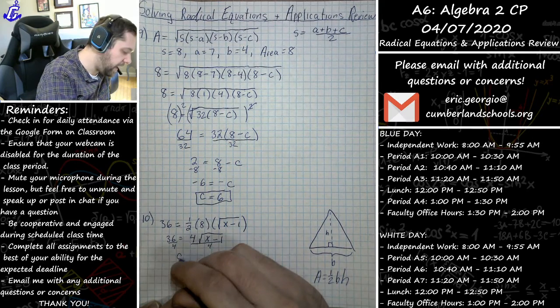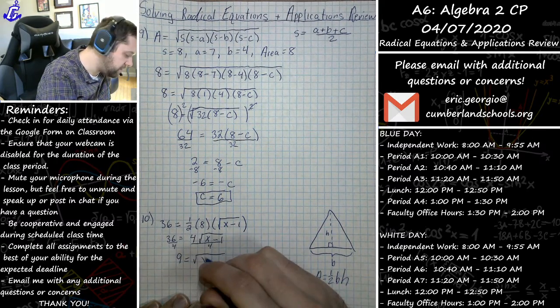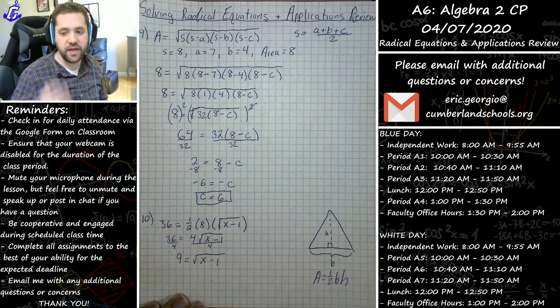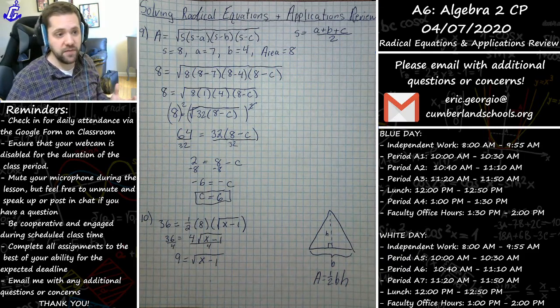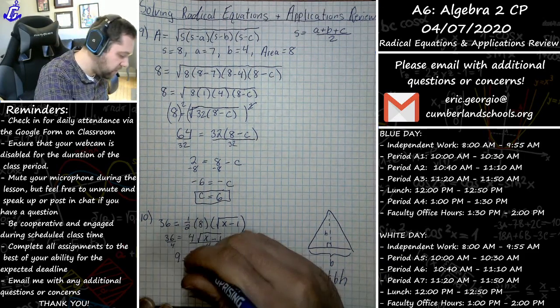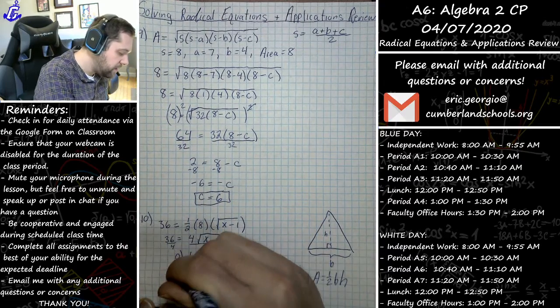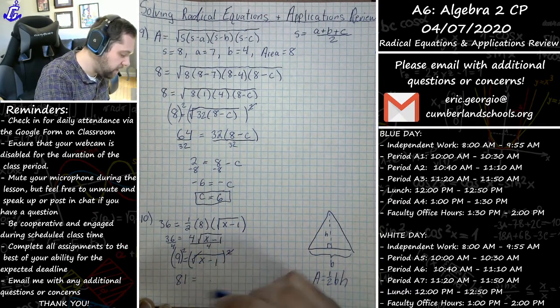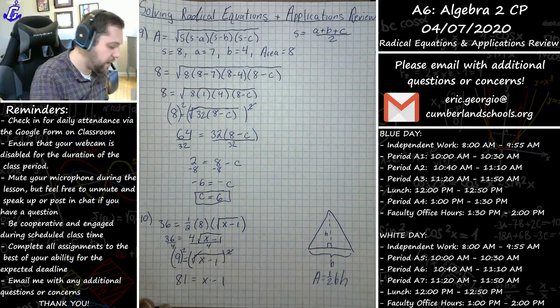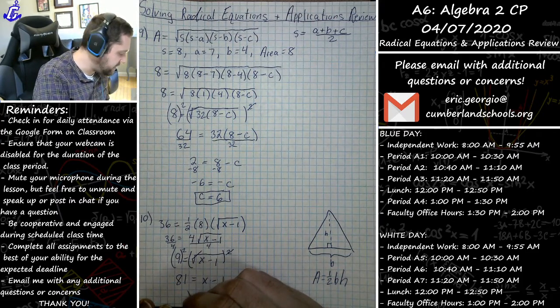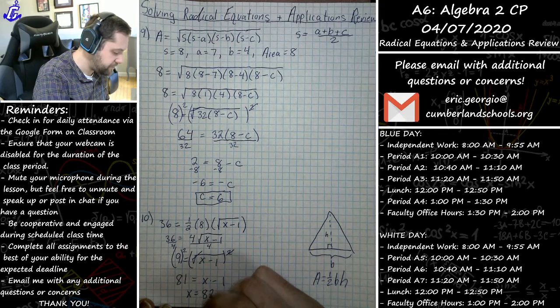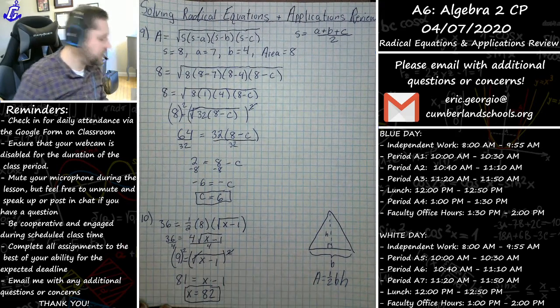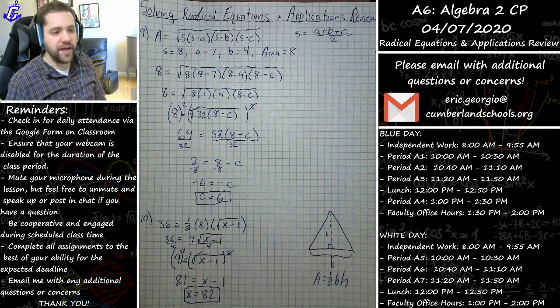You would get that 9 is equal to the square root of x minus 1. Now, this is like one of the solving radical problems that we actually started with, one of the most basic ones. We just square both sides. The square root and square on the right side cancel out. Here I get 9 squared, which is 81, is equal to x minus 1. And then just add 1 to both sides. You get that x is equal to 82. Okay? So that's the first part of the problem. It says what is the value of x?